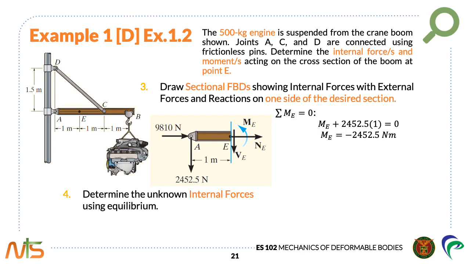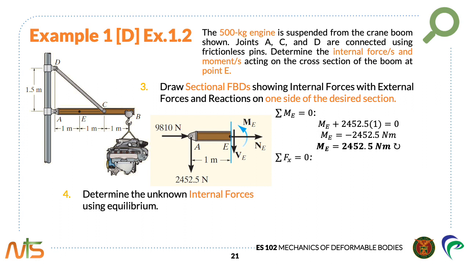So since the solution of ME yielded a negative scalar, the sense of this quantity is opposite to that shown on the free body diagram. So therefore, ME should be 2,452.5 Newton meters clockwise instead of counterclockwise.